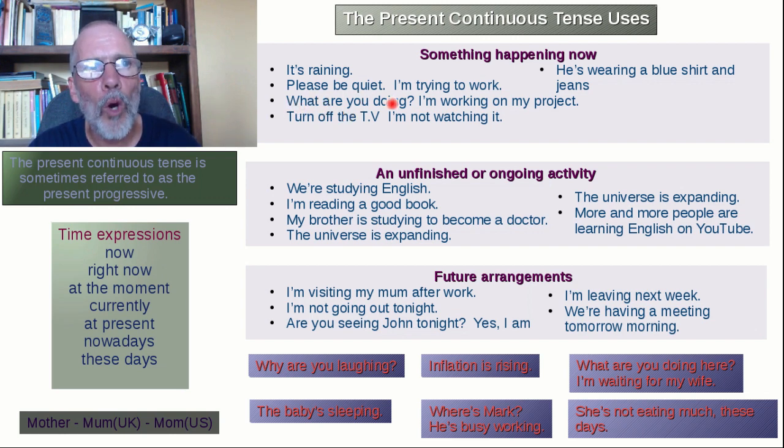So here we have some other examples. Here we have a question. What are you doing? What are you doing now? I'm asking you what you're doing now. I'm working on my project. I'm working on my project now. I'm adding the word now to emphasize it, but the word now is not needed because this tense implies that the activity is occurring now or happening now. Turn off the TV. I'm not watching it. Here we see a negative. We're talking about something that isn't happening now. I'm not watching the TV. And finally, he's wearing a blue shirt and jeans.